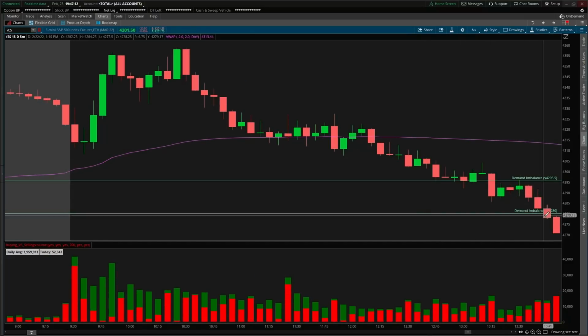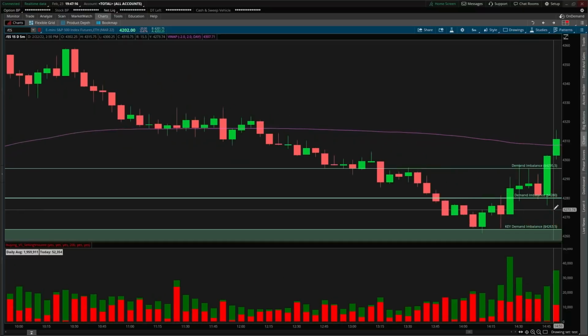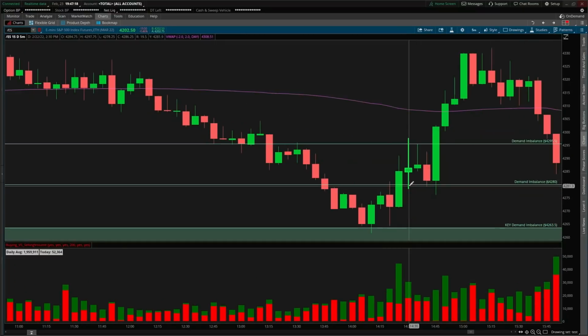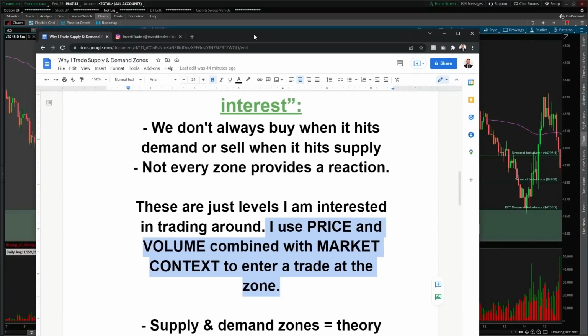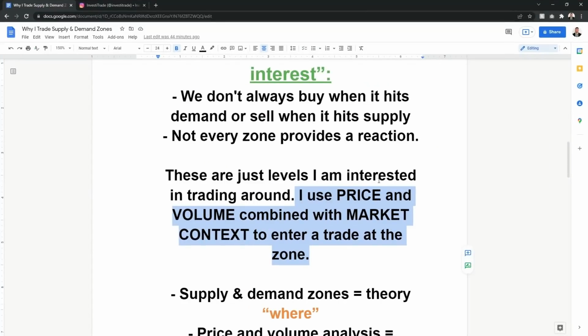Same thing with this one. Absolutely no sign of buying. It came right through it, and we did not get a reaction at it. And it came down until the 4263 zone, where volume started to build. We started to see some nice green activity and some nice order flow to confirm this trade to the long side for a potential 70-point rally, after the previous two demand zones did not work. So you must use price and volume combined with market context for your confirmation to enter a trade at the zone.